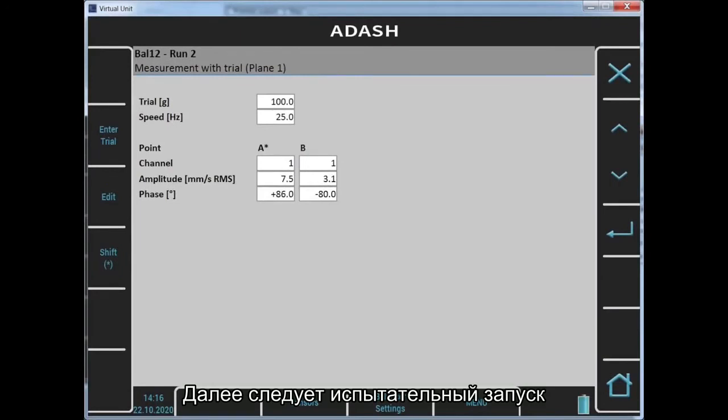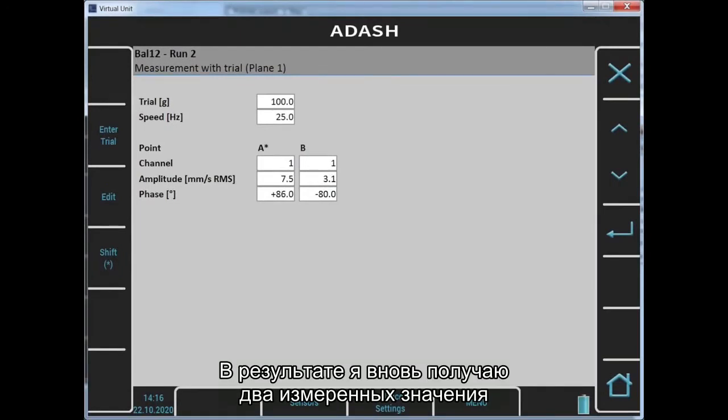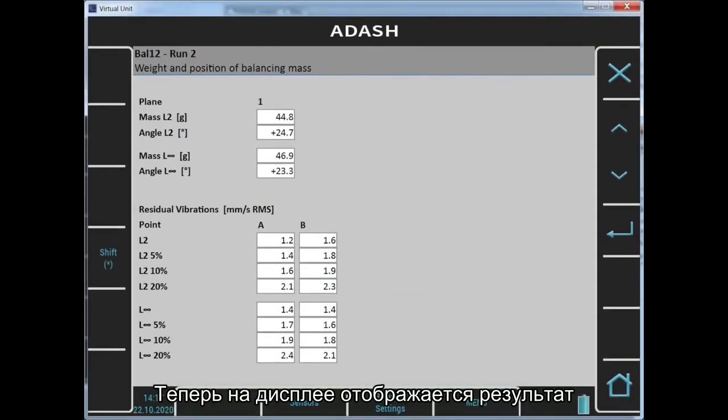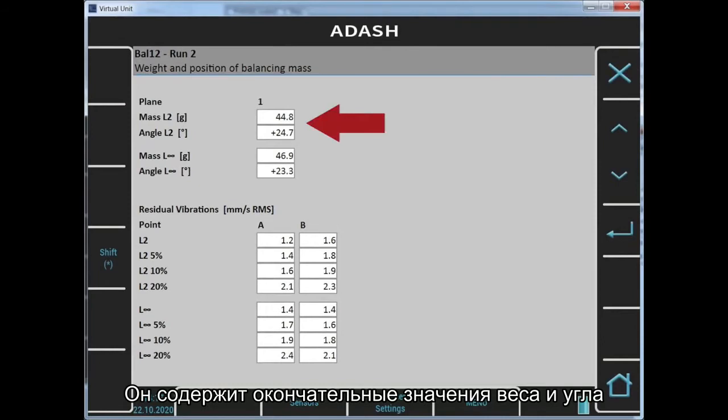Next is the trial run. Again, two measured values. Now the result is displayed. It is the final mass weight and angle. But what does it mean?